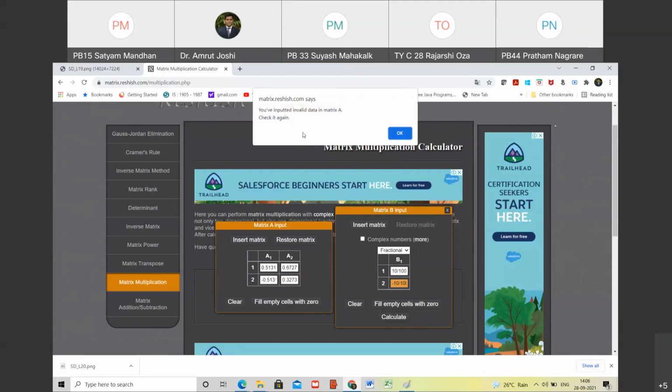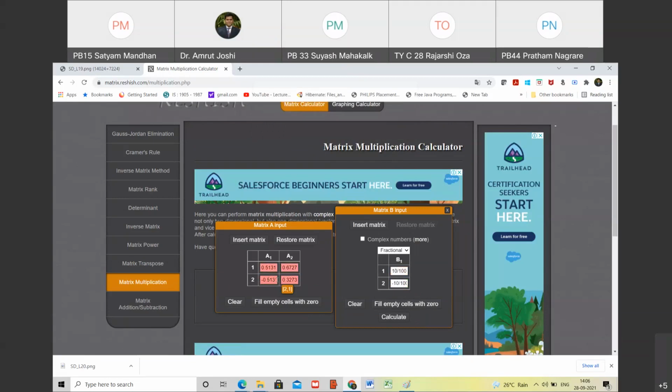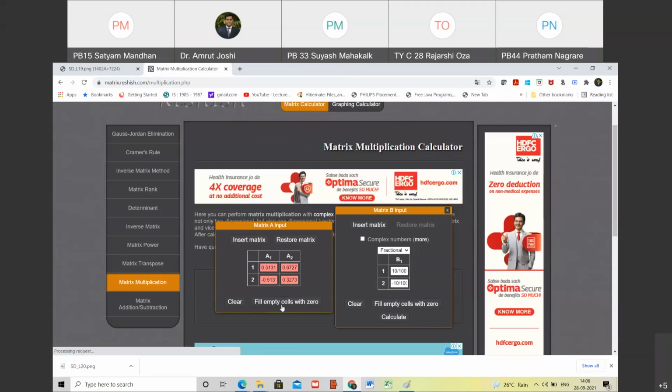Calculate. You have inputted invalid data in matrix A. Check again. What is invalid? It says fill empty cells with 0, but there are no zeros. What's the problem? Does it not take 0.5131? Just give me a second.